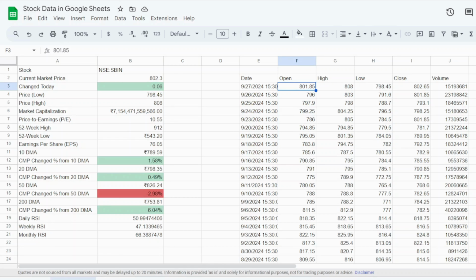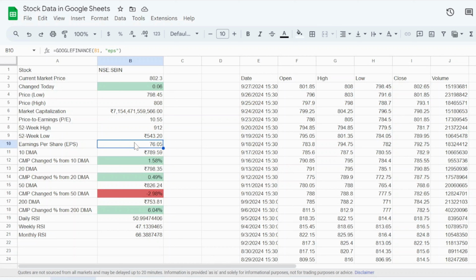I can get information like current market price, which is 802.3, how much it has changed from the last day. So that means the last closing price was something, and what is today's price and how much it has changed. It has been in the green or it has been in the red. What is the low price, and what is the high price? What is the market capitalization? What is the price to earnings? What is the 52-week high and 52-week low of that particular stock? And then what is the earning per share?